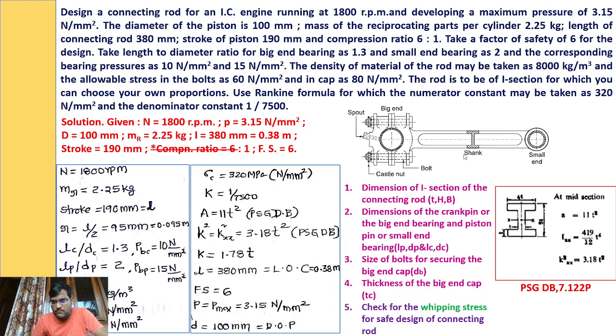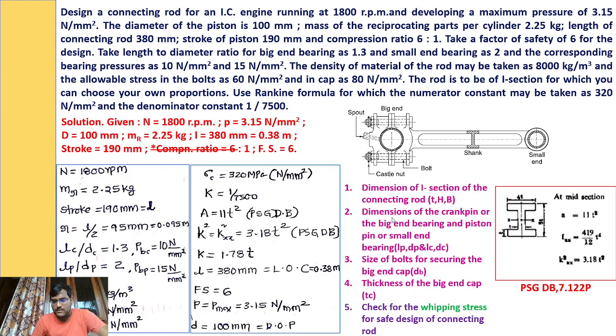If you observe this figure, this is the detailed figure of the cross section of the connecting rod. This image is available in the PSG data book, page 7.122. This is the thickness T of the I section. This is the height 5T and this is the width 4T. So in the first step, we have to find the dimensions of the I section of the connecting rod, like thickness T, height H, and width B. You have to find these from the design.